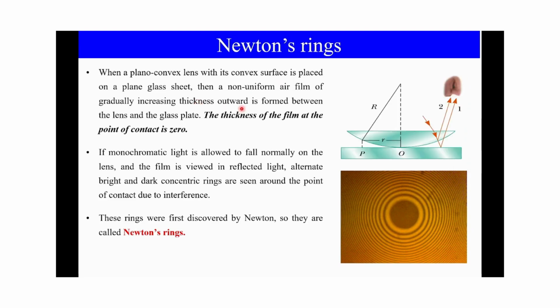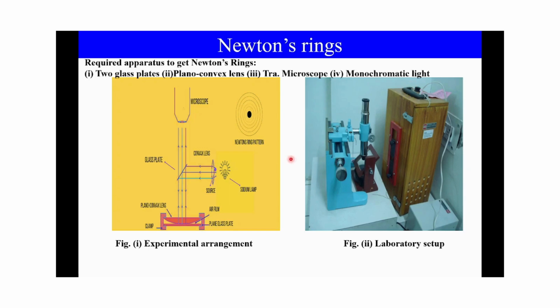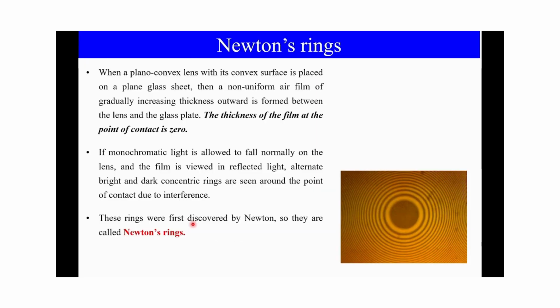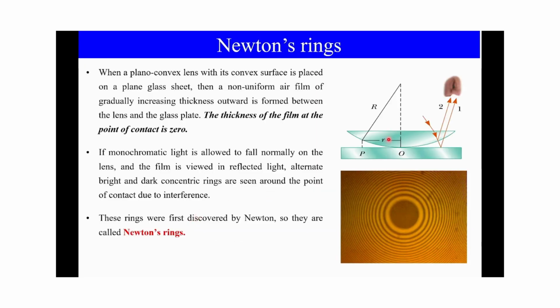Now, when the source is on, light rays are coming from the sodium vapor lamp. These light rays are incident on the glass plate, then the light rays are reflected towards the plano-convex lens and get refracted into the lens. Now these refracted light rays again enter into the air film present between the lens and the glass plate. Then what happens we can discuss by using this diagram.